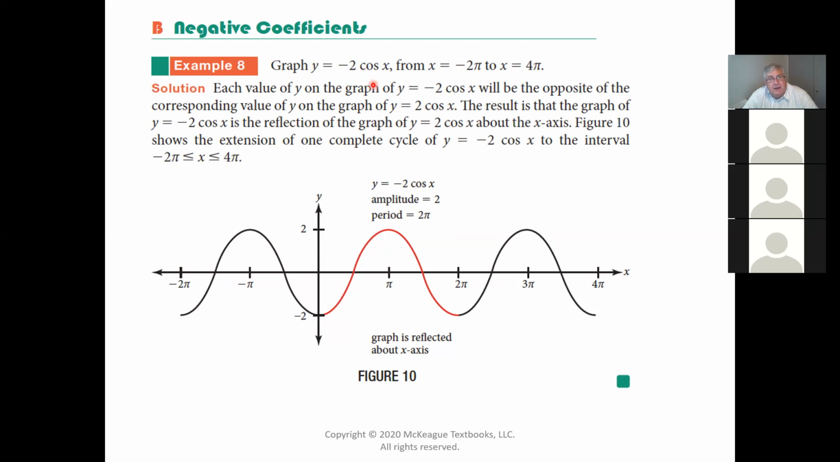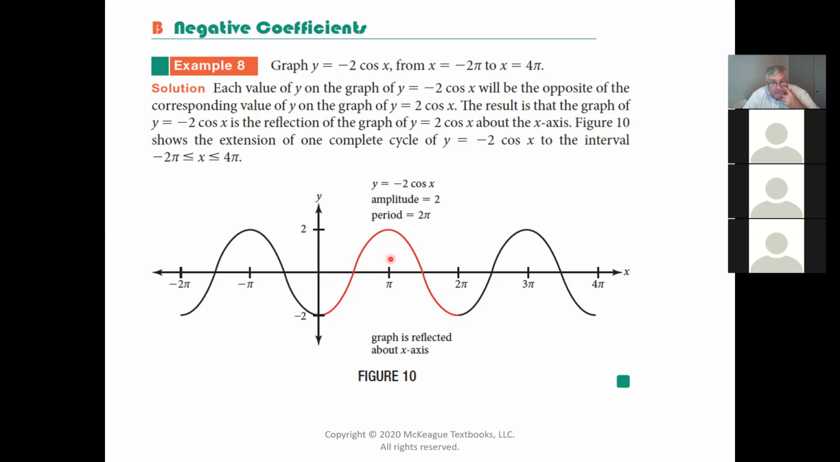Notice the period of this -2 cosine x is still 2 pi divided by 1, or 2 pi. So that's one cycle. You can see the red graph, or portion of this entire graph, is one cycle or one period of -2 cosine x. It's just that, and notice the amplitude is 2. Why is the amplitude 2? Because the absolute value of your number A out here, which is -2, is 2.